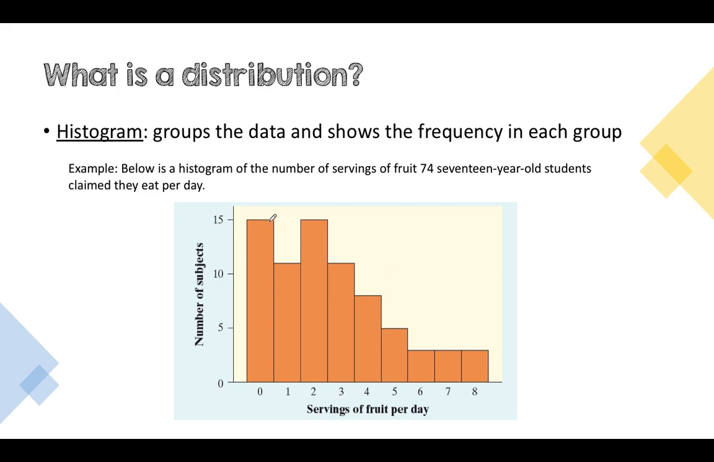And then these are bars going up to the frequency. So 17-year-old students answered that they have somewhere from 0 to 1 servings of fruit per day. That's a histogram.